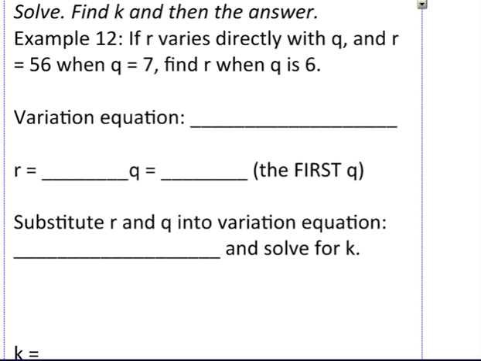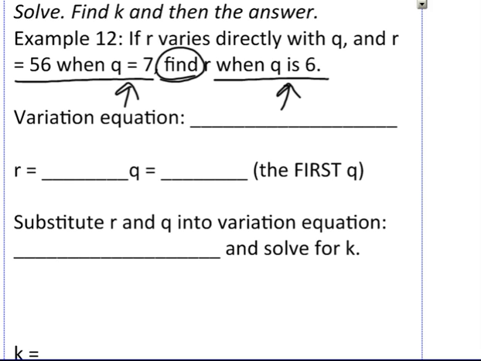If r varies directly with q and r equals 56 when q equals 7, find r when q is 6. So I have numbers before the word find, and I have numbers after the word find. I have two different values for q. I'm going to use the first set first and the second set second.